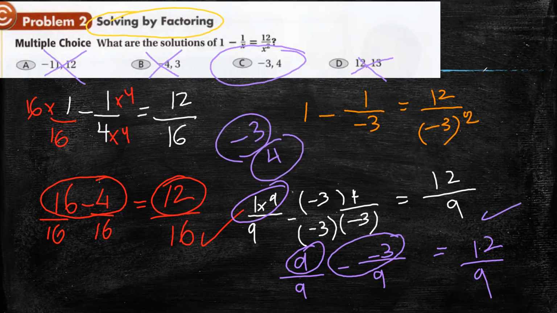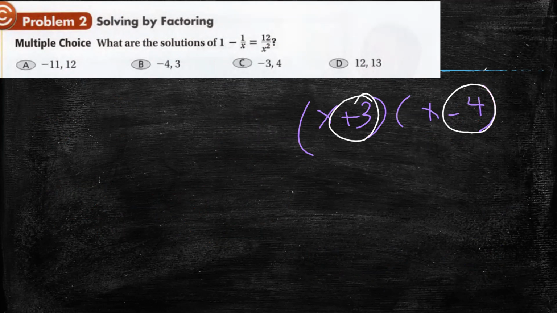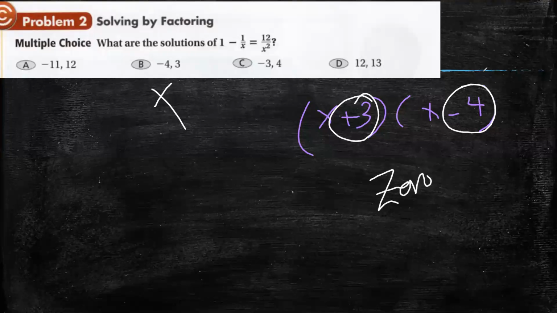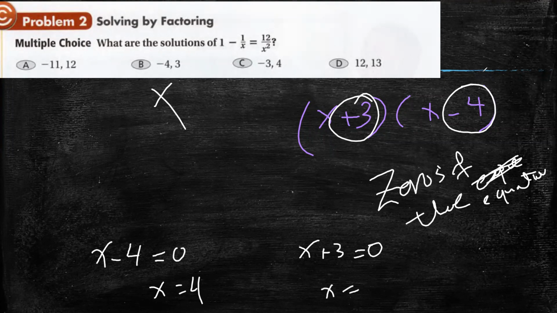Be careful. When you solve it at the beginning, I told you we have x plus 3 times x minus 4. So don't say it is 3 and negative 4. This is false. You have to find the zeros of the expressions, of the equations. When x plus 3 is 0, x is negative 3, and when x minus 4 is 0, x is 4. So in this case, we have 4 and negative 3, which will be C.